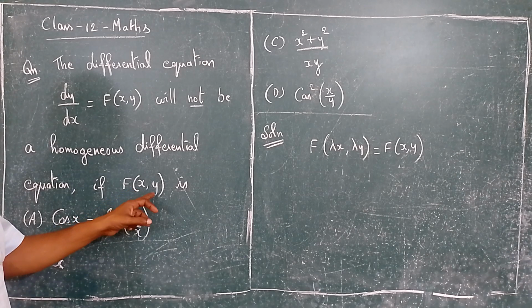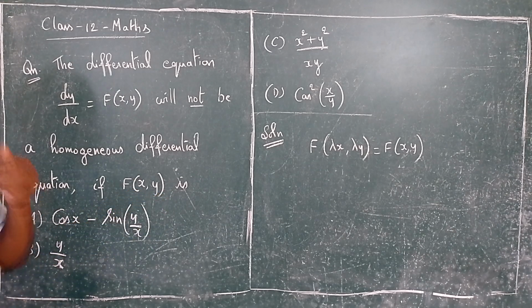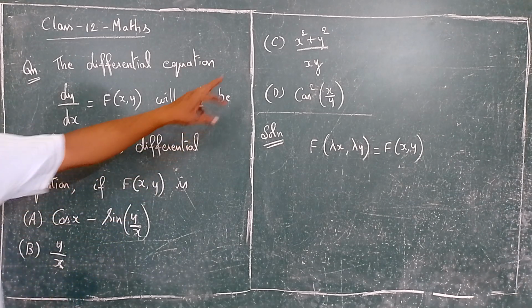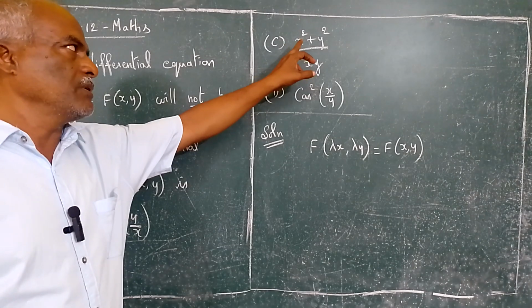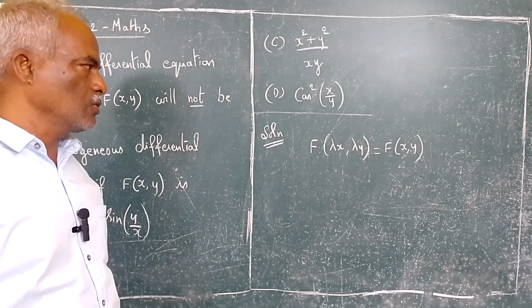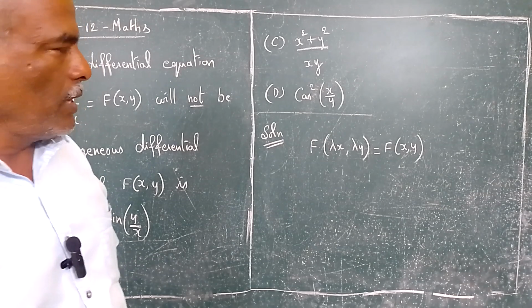f of x comma y is, we have four options for this question. Option A is cos x minus sin y by x. Option B is y by x. Option C is x square plus y square by xy. And option D is cos square x by y.